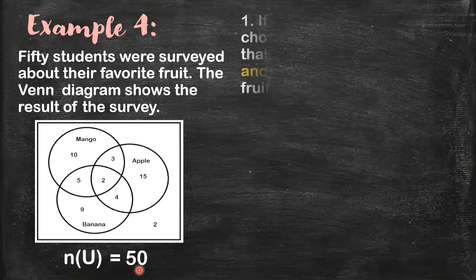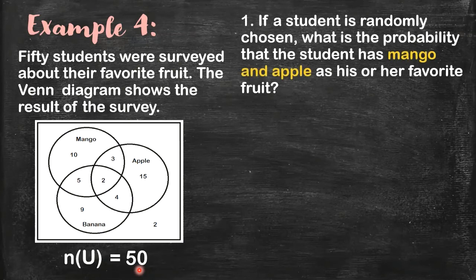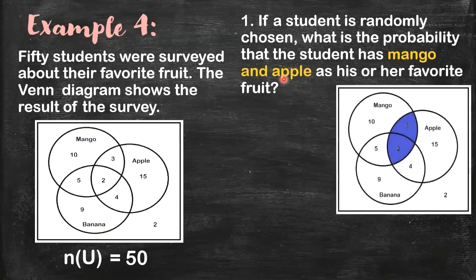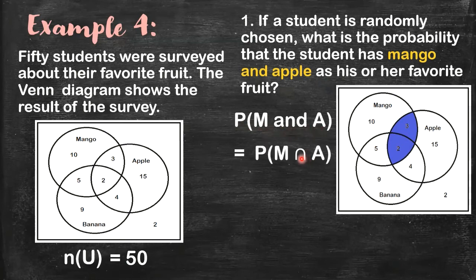This is the first question. Okay? So, you just look for key terms. For example, here, mango and apple. Right? So, its Venn diagram is this. Okay? The intersection of mango and apple, because the meaning of "and" is intersection. So, if you want to get the probability, that's it. Probability of M and A. Again, M for mango, A for apple. Okay? "And" means intersection.